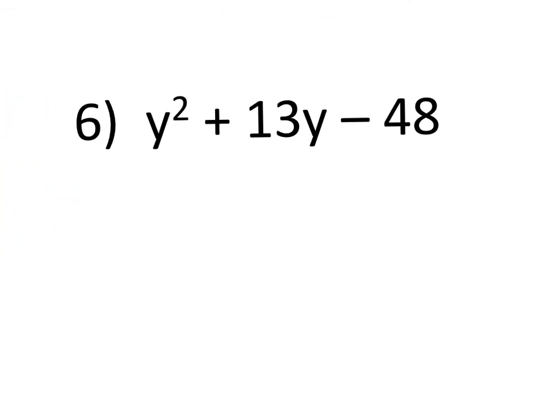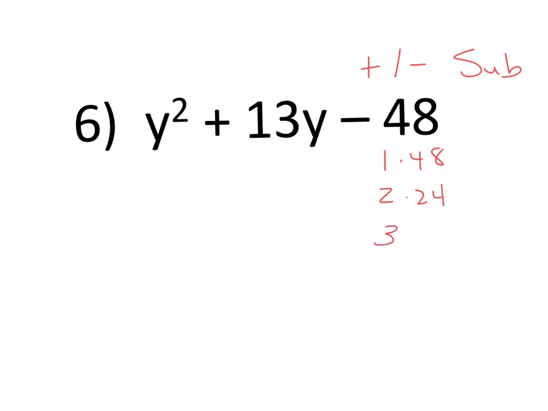Okay, all right, let's try another one here. So again, it's a negative, so I have a positive-negative combination. And if it's a positive-negative, that means I'm going to subtract. All right, so I got 1 times 48, 2 times 24. So far, those are no good.